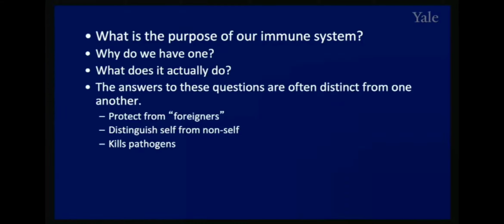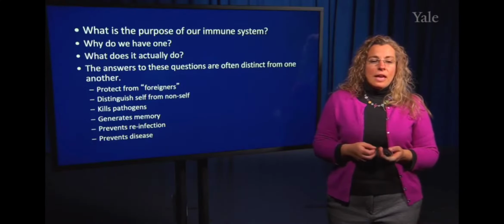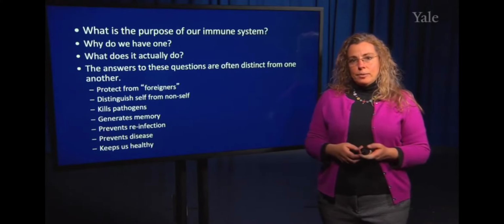Kills pathogens? Maybe you could say it's both, why we have one and what it does. It generates memory responses once it's seen a pathogen, which can then prevent reinfection. That's what it actually does, not really why we have one. Prevents disease, could be both. And overall, keeping us healthy is really why we have an immune system.